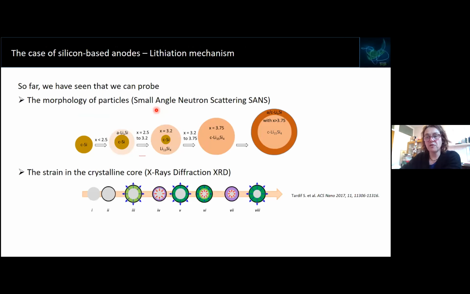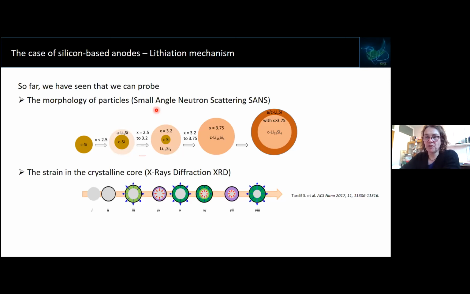So if I summarize what I've said on the structure, I've shown you this example of small angle scattering, which is very useful to look at the core-shell morphologies. I don't have time to present another study we did on similar materials where we used operando XRD, and the focus was a bit different. We wanted to look at the situation of the crystalline core in terms of strain and stress that is applied on this core by the amorphous shell when it is built. So those are two types of information that are very complementary that we can have with two techniques.